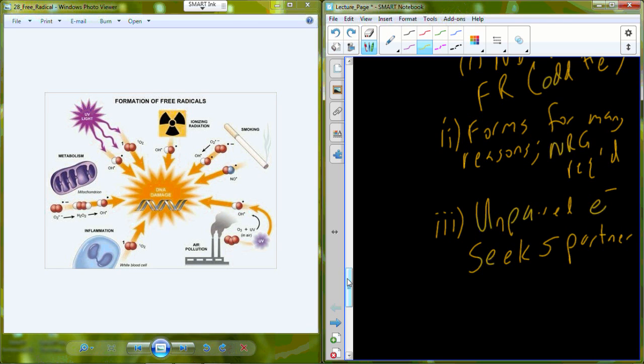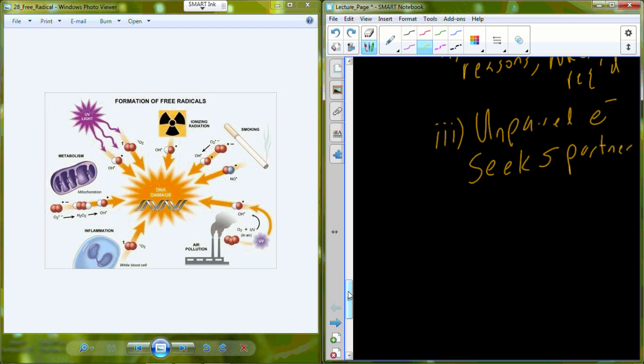Now, when you begin to think about this, we're trying to find other molecules that we can steal an electron from. And we know that things like fats and proteins and DNA and carbohydrates are huge sources of electrons. We have tons of atoms in a lot of these molecules with tons of electrons. So these are great places to go and scavenge and steal electrons to pair up the electron in the free radical.